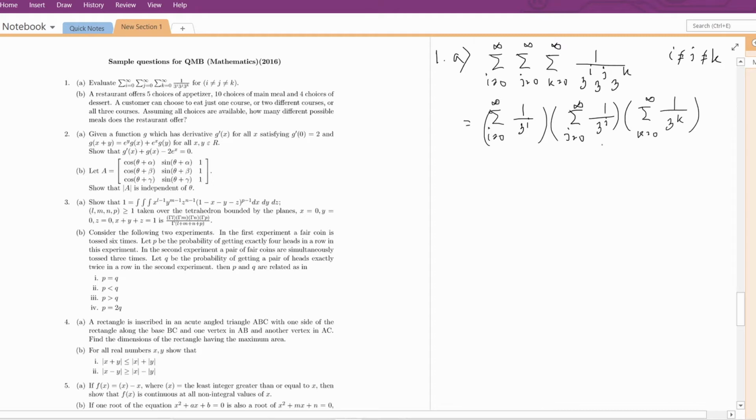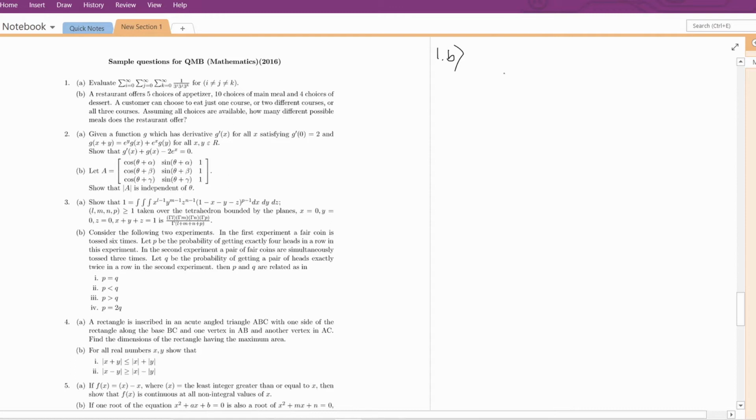So these three terms all are the same, so I can write it once and raise it to the power 3. This is an infinite GP series where the first term is 1 and the common ratio is 1 by 3. So this will be (1 by 2 by 3) whole cube. So it will be (3 by 2) whole power 3, which is 27 by 8. So this is the answer.